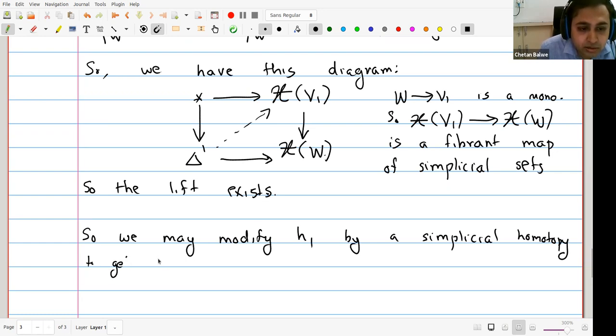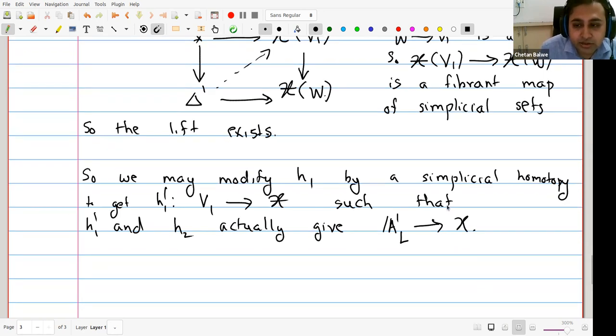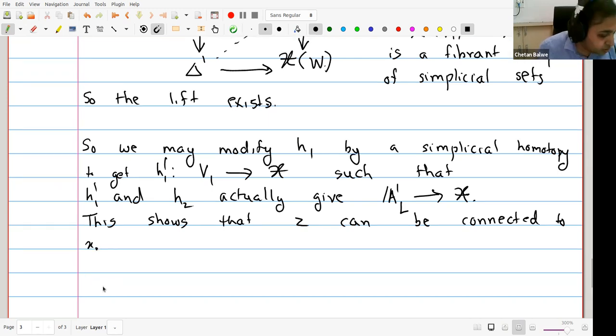To get H1 prime from V1 to X such that H1 prime and H2 actually give A1 L to X. Okay, so this shows that Z can be connected to X0. And so, as I said, once Z is connected, there is an open subset of capital Z around this generic point, which comes with it.